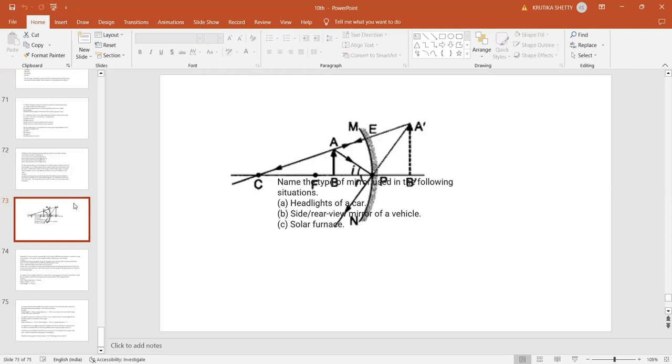Okay, so there only you can see the next question. Name the type of the mirror used in the following situations. Headlights of a car, rear view mirror, solar furnace. Yes, in the chat box you can tell or you can message, you can answer as you wish.